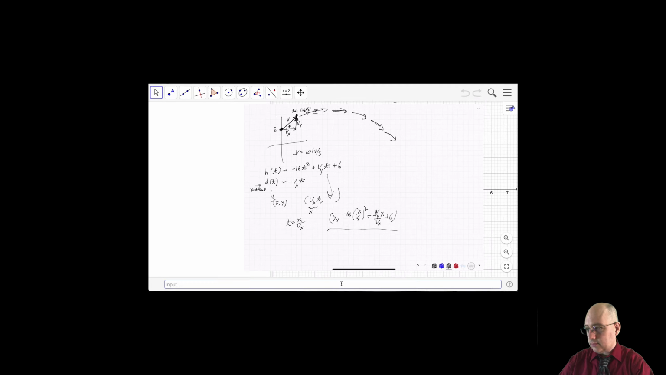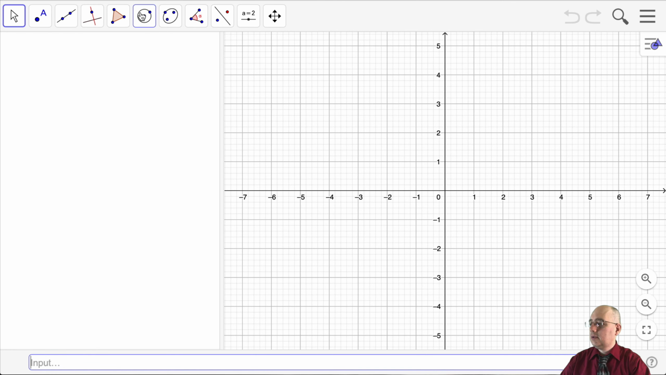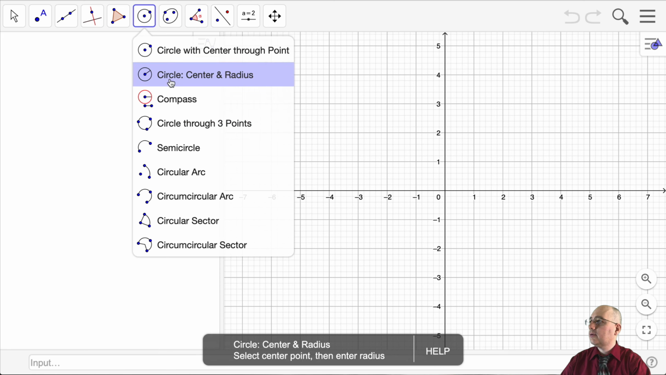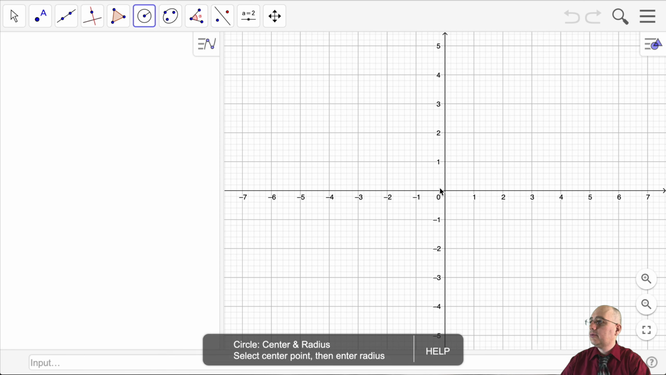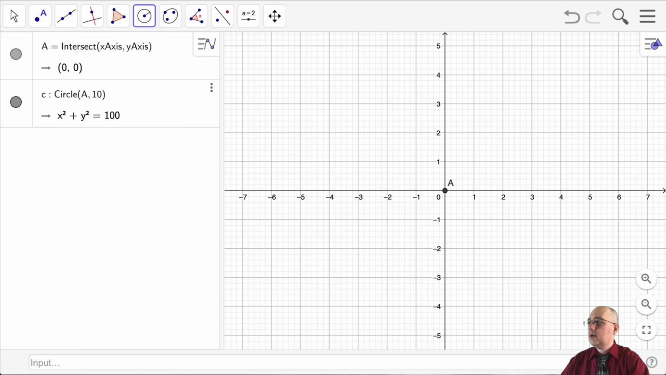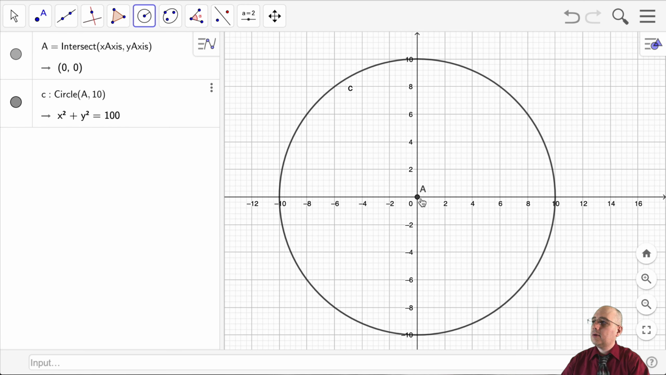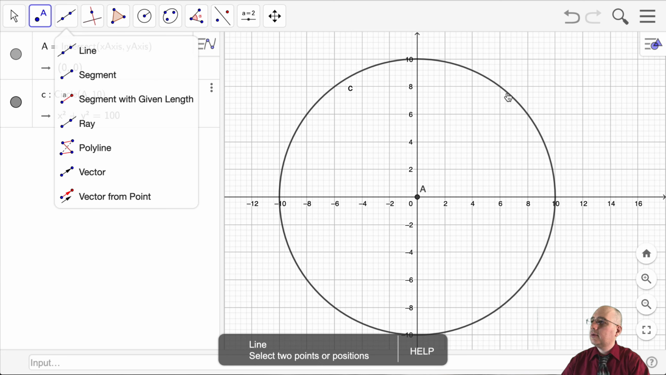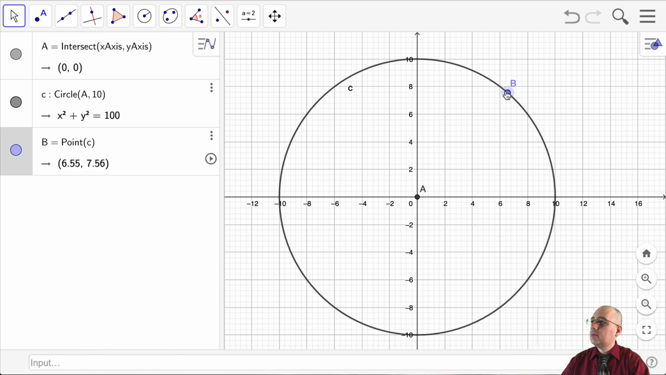All right, so first of all, what did I say? 10 feet per second. So I'm going to do a circle, center and radius here. I'm going to have a radius of 10. And now I'm going to put a point on this thing. As I drag the point, that's representing my overall velocity. The speed is 10, and the direction is right here.